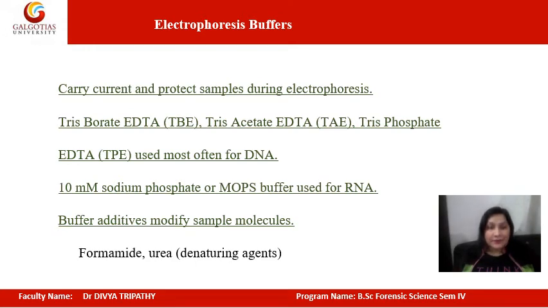10 millimolar sodium phosphate and MOPS buffers are used for RNA separation. Buffer additives are also used to modify the sample molecules, and examples are formamide and urea. These are also known as denaturing agents.